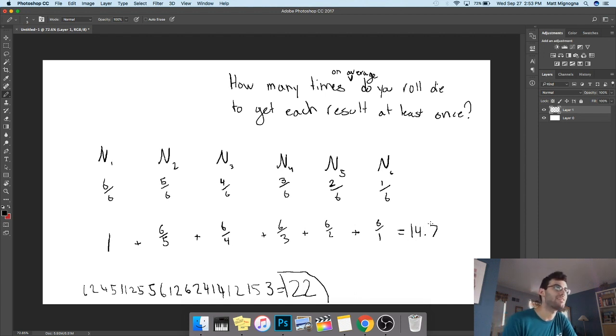You're not guaranteed to need 14.7. You might need more than that. You might need less than it. But that's the expected average of the time it would take.